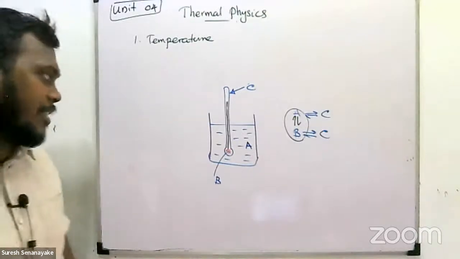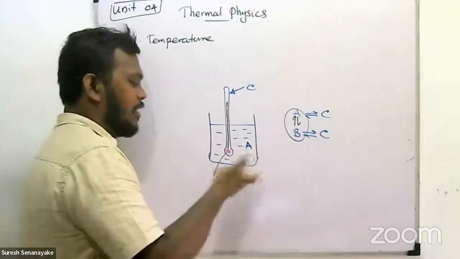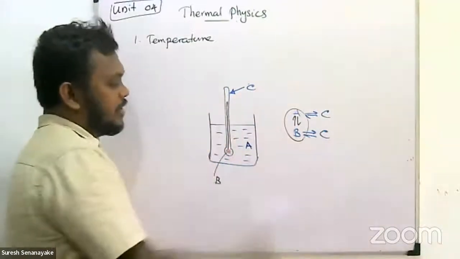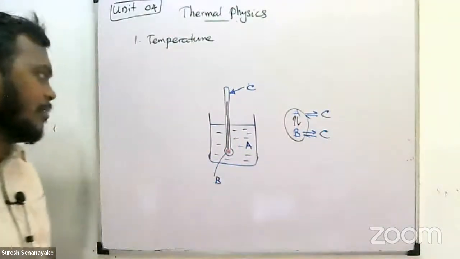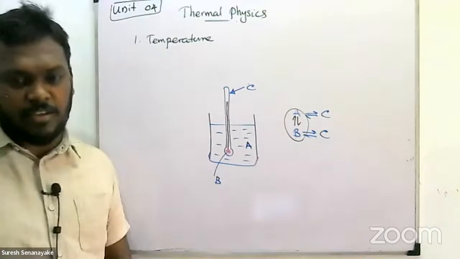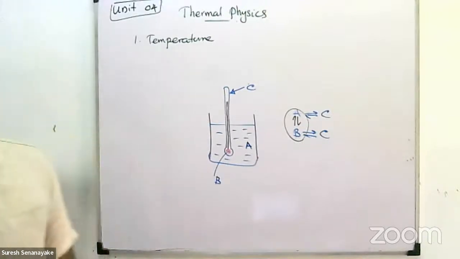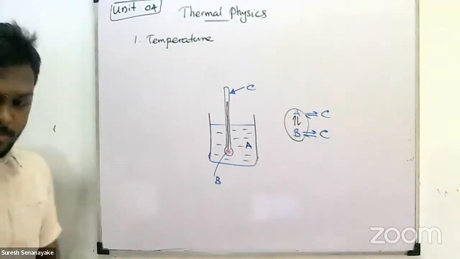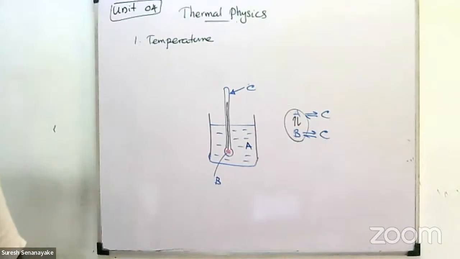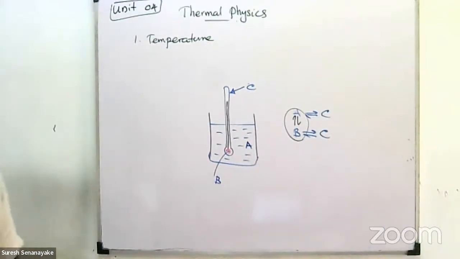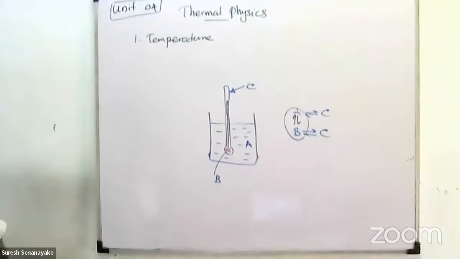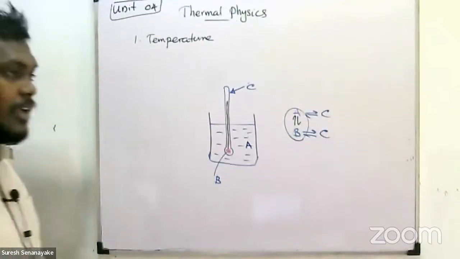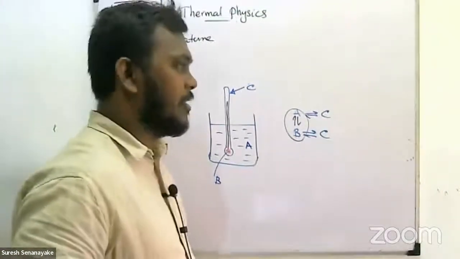Here the temperature responds in the mercury. The mercury shows the temperature of the heat. So we can say the temperature shown by the mercury is equal to the temperature of that body, because of the thermal zeroth law. Okay. Right. Then we need to know how we can measure this temperature.